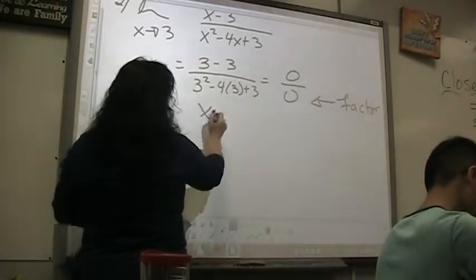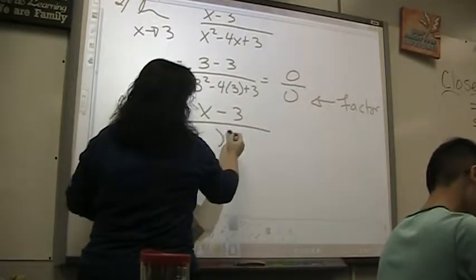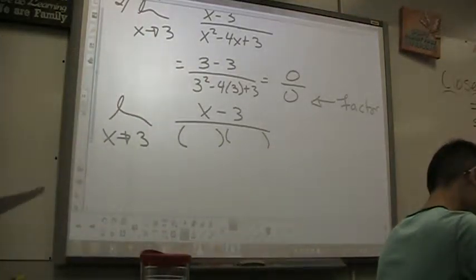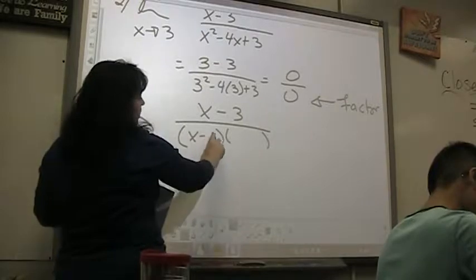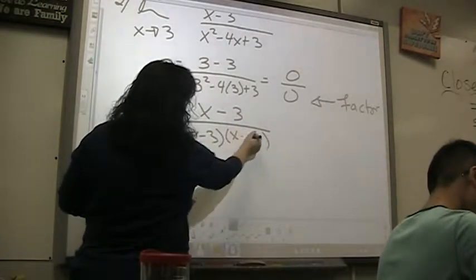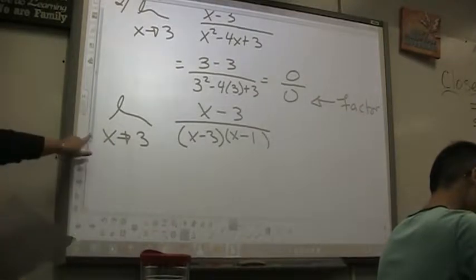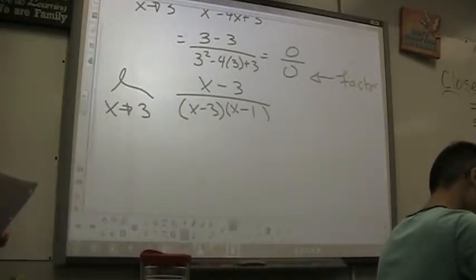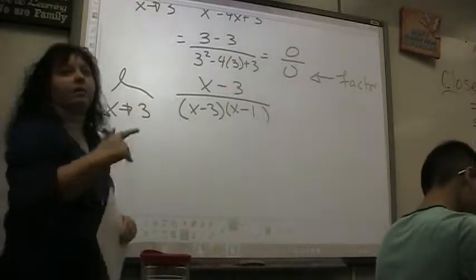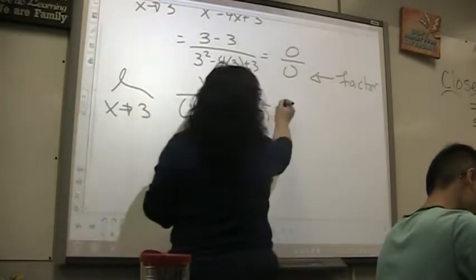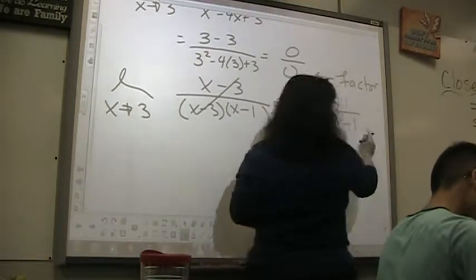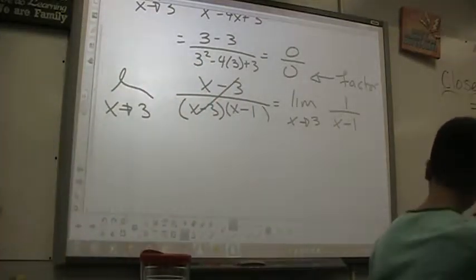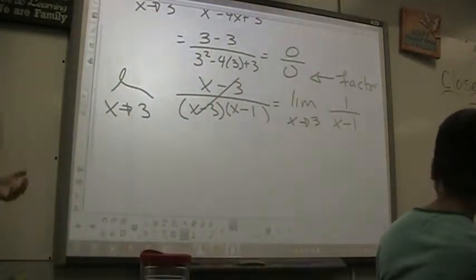And tell me if I'm going too fast. Do y'all trust me to factor? Yes. 1 and 3. I need that x minus 3. And so then this would be x minus 1. The x minus 3's cancel out, so I'm left with the limit of 1 over x minus 1. Now we plug it in.